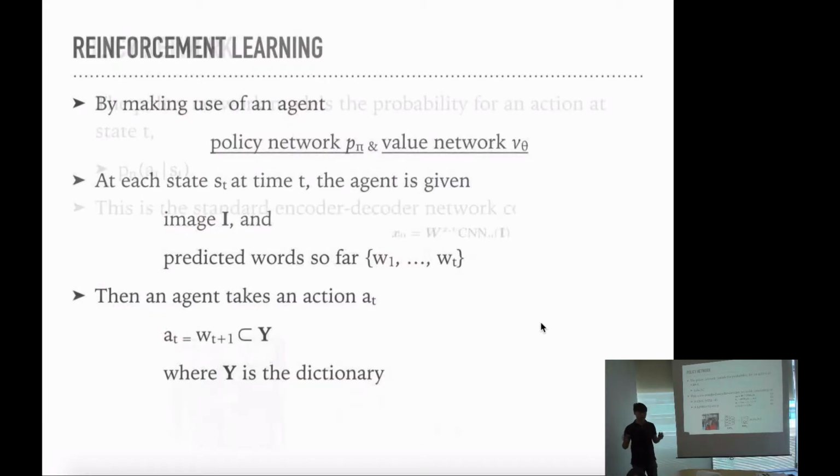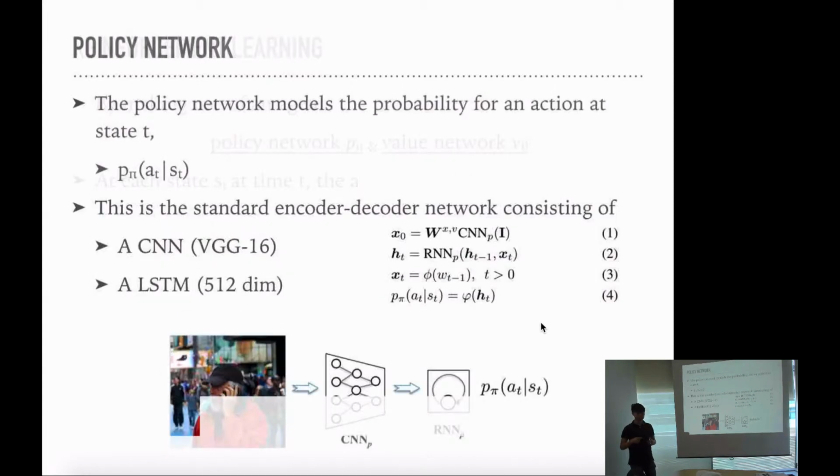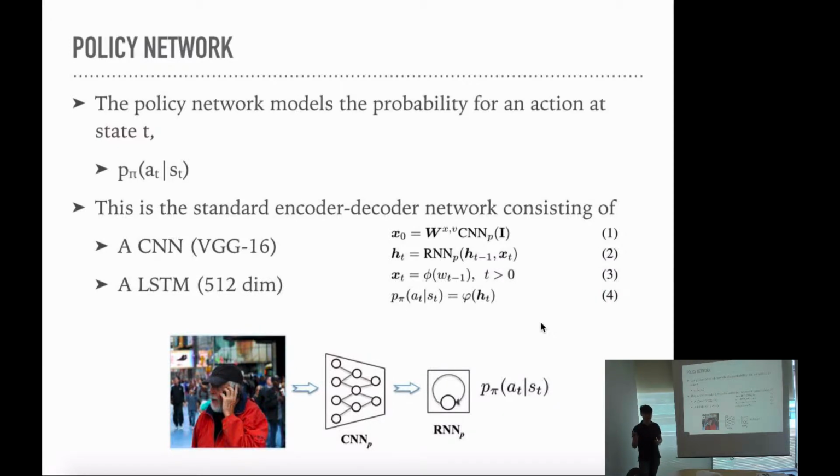So let's talk a bit about the policy network. The policy network is the one that models the probability for the action at the current state. It's the one that deals with the short term; it wants to see the short term reward. This is the standard encoder-decoder network, consisting of a CNN with the structure of VGG16 and an LSTM with 512 dimensions of input and hidden layer. We take the image, encode it with a CNN, and then decode it with an RNN to generate a sentence for this image. This is the standard thing that you see in image captioning right now.